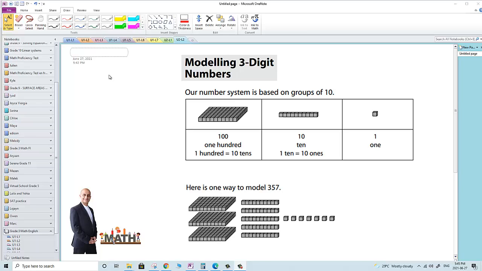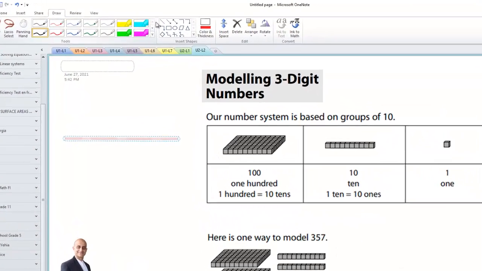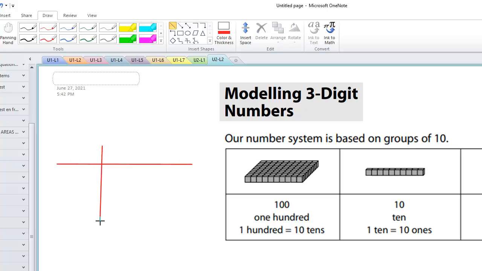Good morning, student. Today we're going to learn how we can model a three-digit number. As explained before, we have our famous table. If you remember, we said we can divide our three-digit number into three categories. The first one we call ones. The second is the tens, and the next one is the hundreds.